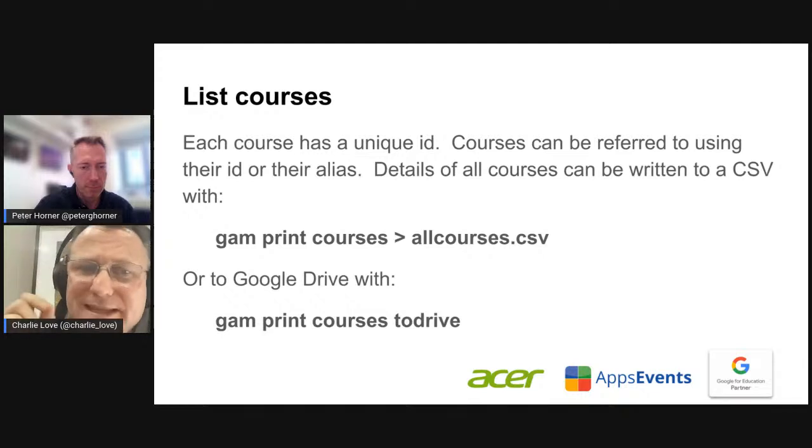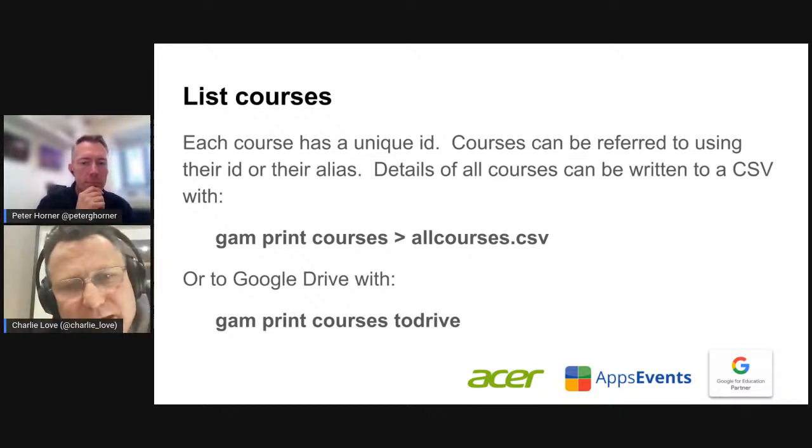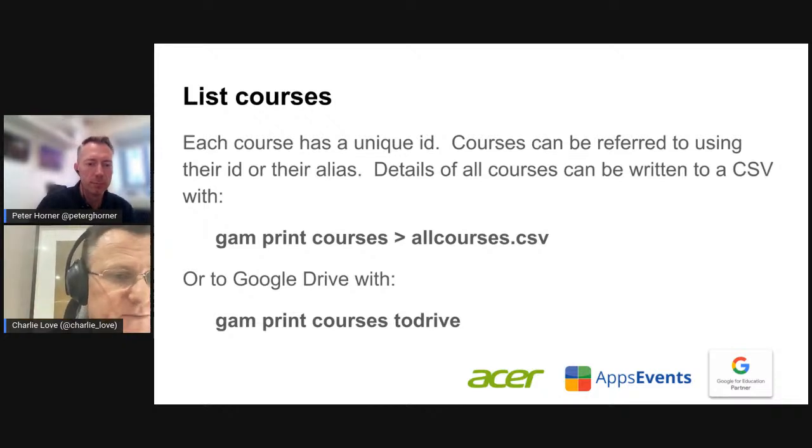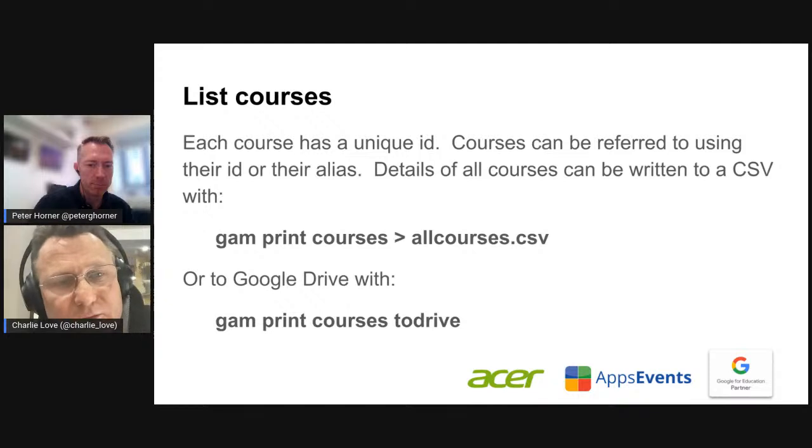Now you can do that with GAM really easily, and you can ask GAM to gam print courses and then just pipe that into a CSV file. That will work. Or you can write it out to Google Drive as well. And what that will do, GAM will run, and then it will create you a Google Sheets file, and it will then post the link to that Google Sheets file for you. So you can get that information that way.